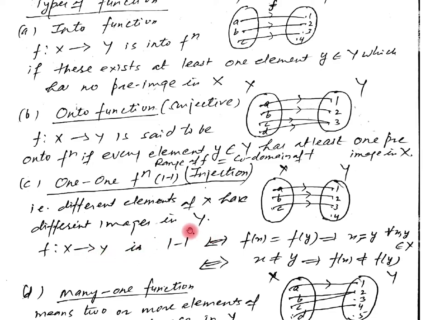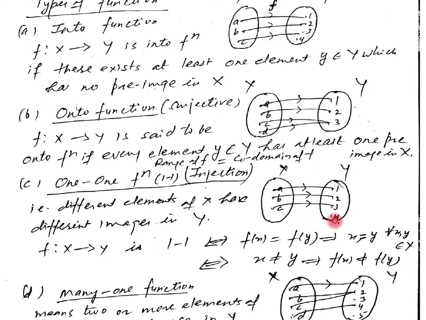In questions, whenever you have to check whether a function is one-one, we take any one of the conditions to prove the function is one-one. If the images are equal, then the elements are equal. If elements are unequal, then the images are unequal in the case of one-one function. So this type of function is known as one-one function.